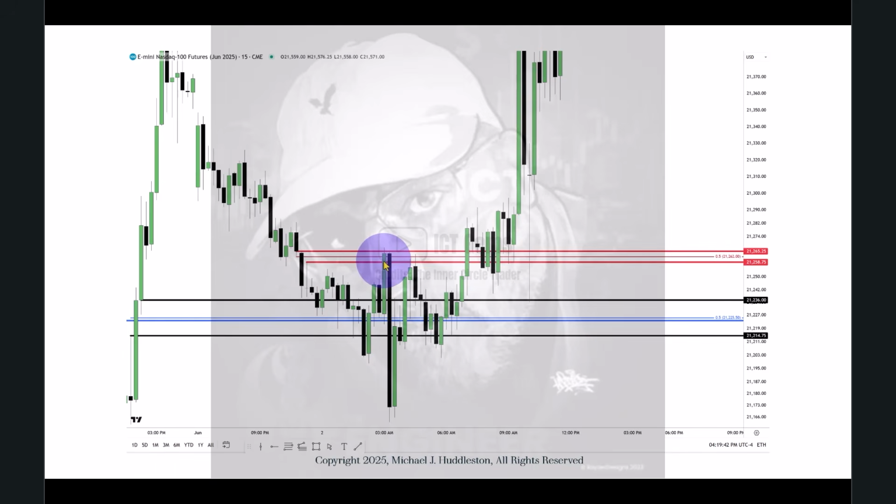So see what we're doing? We're blending a confluence of PD arrays. We're not just looking at any one individual candlestick or PD array or focus point. We're blending a few of them.